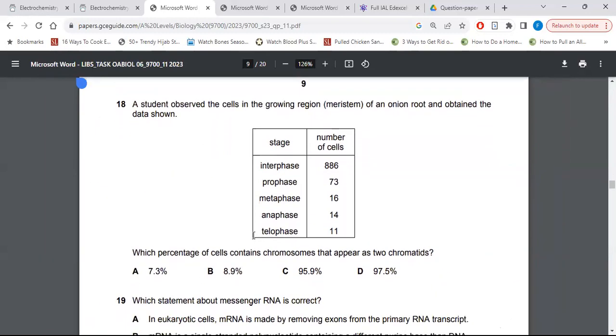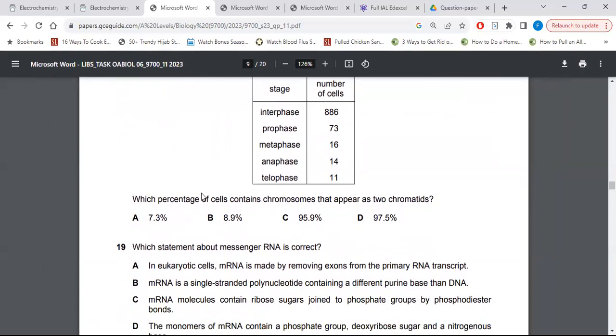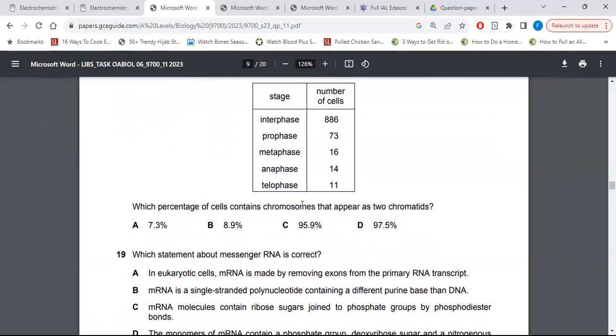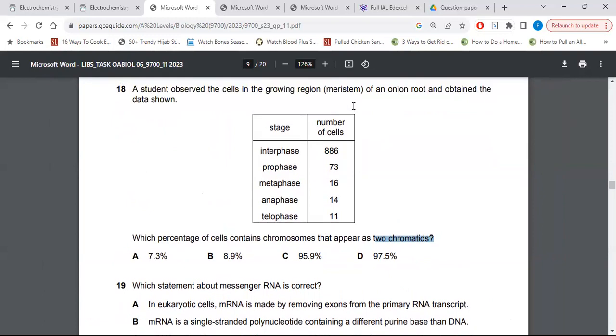A student observed the cells in the growing region of an onion root and obtained the data shown. What percentage of cells contain chromosomes that appear as two chromatids? Let's first of all mark. Where do you think we will see two chromatids? In interphase, are we going to see chromosomes with two chromatids? What do you guys think?